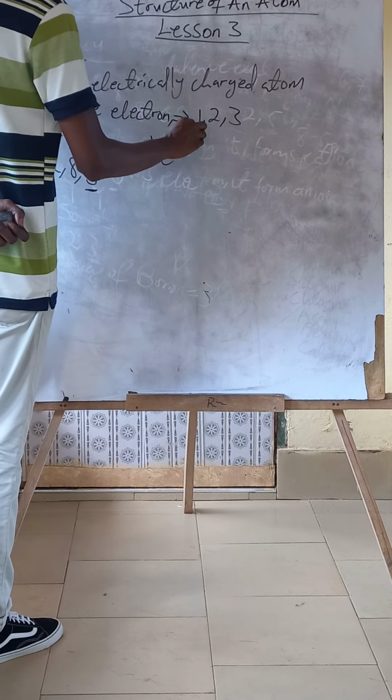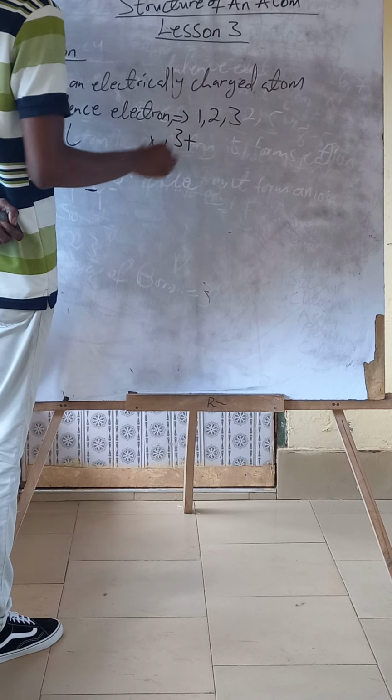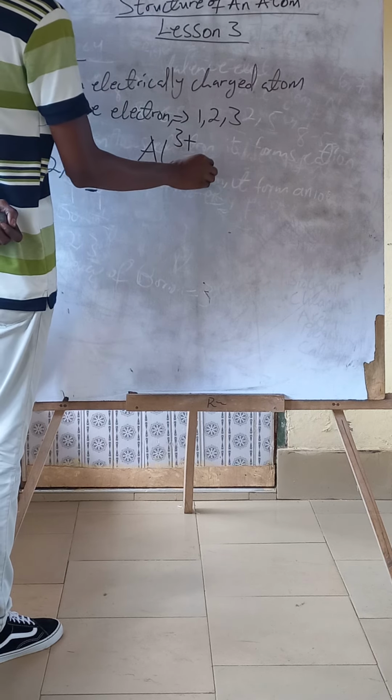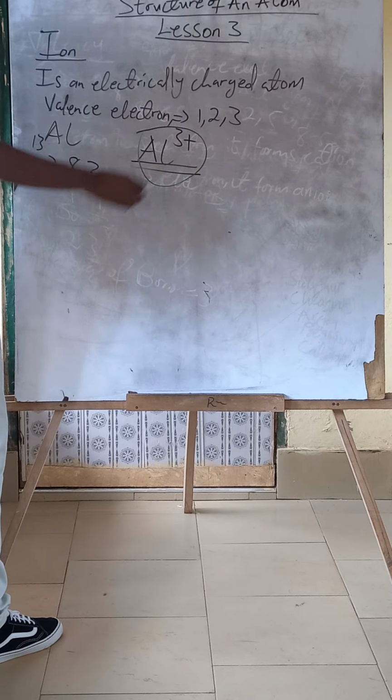Whenever it loses electrons, it will be a cation. How many electrons did it lose? It lost 3, so Al3 plus. When aluminium forms an ion, this is the ion that it will form, Al3 plus.